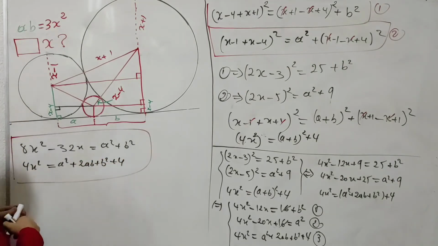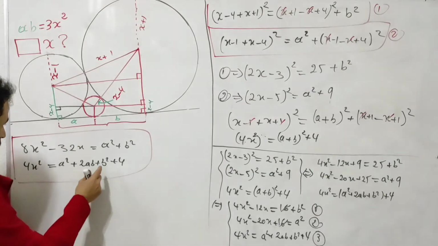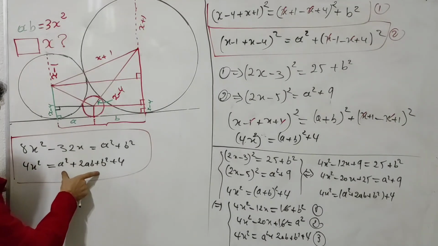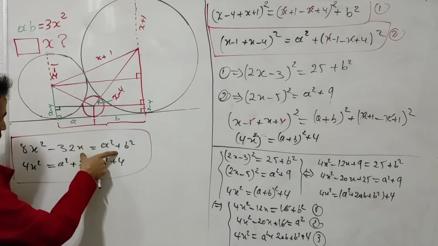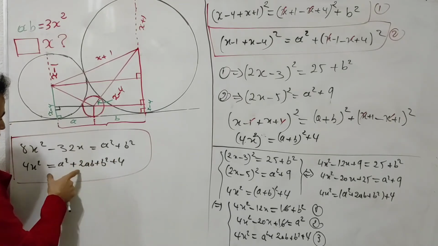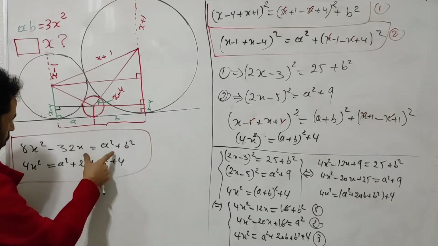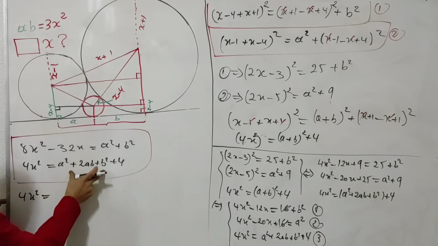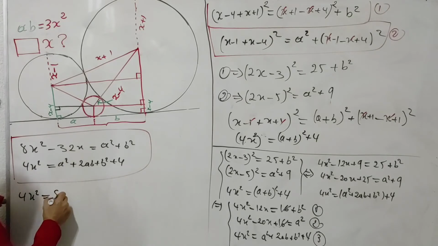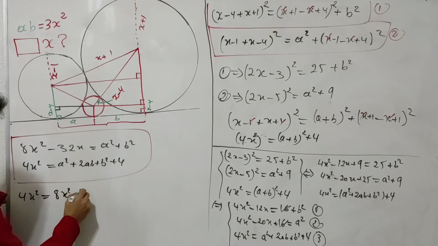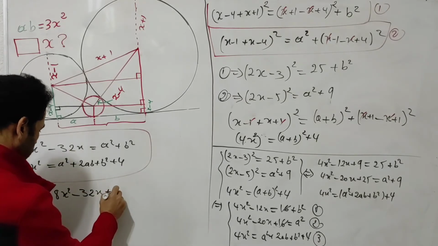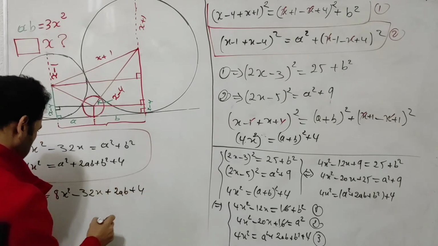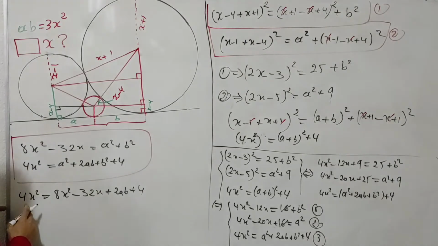I have these two equations. If you take a look here, I have a squared plus b squared, and I have a squared plus b squared. I'm going to plug the first equation into the second equation by replacing a squared plus b squared with its value. So we'll get the second equation, 4x squared equal to a squared plus b squared, which is this value, 8x squared minus 32x, plus 2 times ab plus 4. I'm going to move these terms over to the left hand side of this equation.